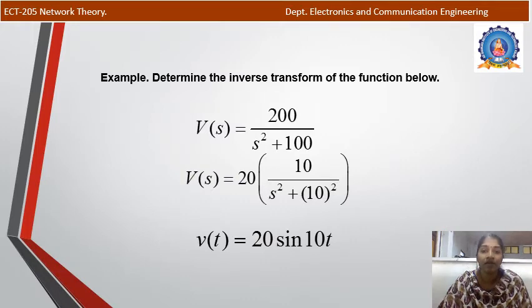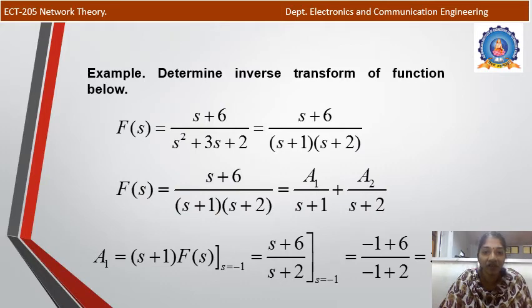Similarly, V of s, that is the Laplace transform of v of t, is given as 200 divided by s square plus 100. Right. So we can rearrange this s square plus 100 as s square plus 10 square. As we know, the standard Laplace transform of sin at is a by s square plus a square. So by observing it, v of t is equal to 20 sin 10t.